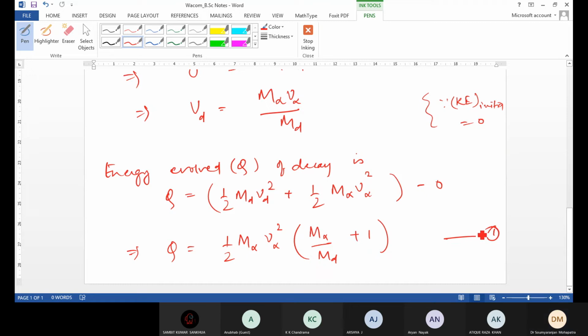So this Q is the energy evolved during the decay process. That is the maximum kinetic energy with which the alpha particle is moving, isn't it? Are you following it or not? Yes.